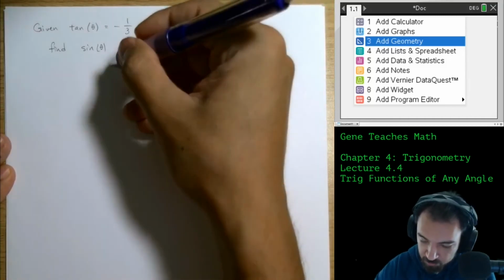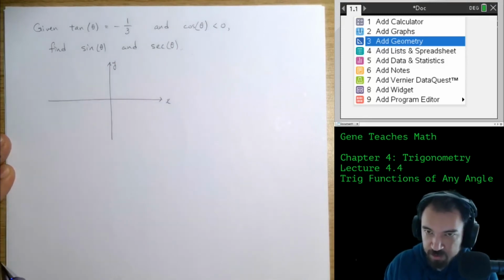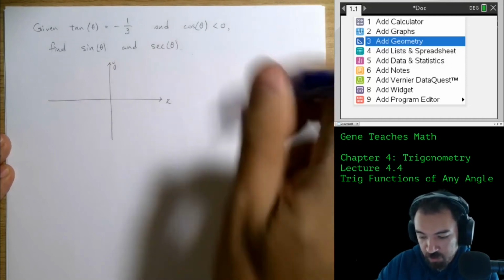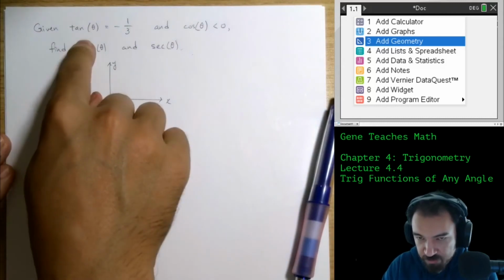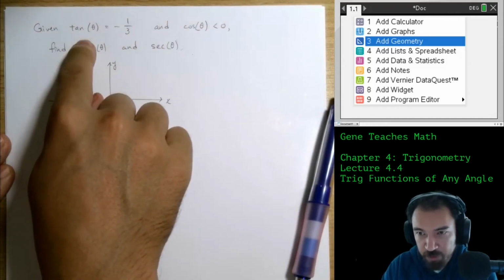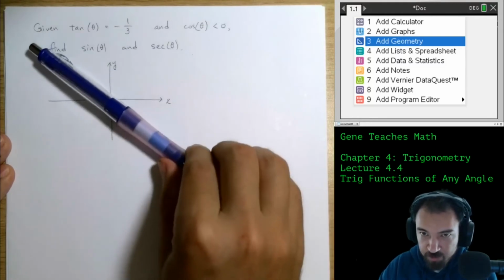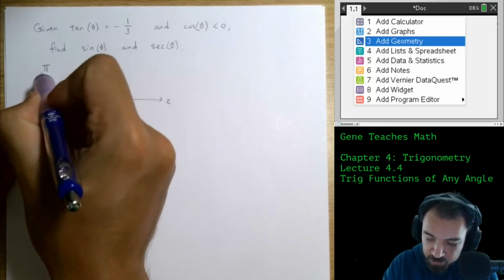The easiest thing we can do is to sketch an xy coordinate system and say cosine of theta less than 0, that's negative, means we're on the left half of the xy plane. And then tangent of theta, which is y over x, or the slope, needs to be negative. So it's in quadrants 2 or 4. Combining that information, we know that we must be in quadrant 2.